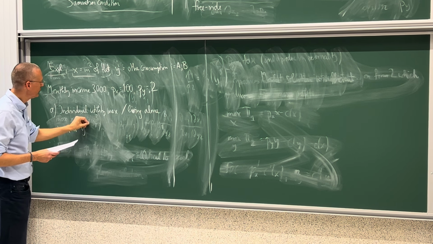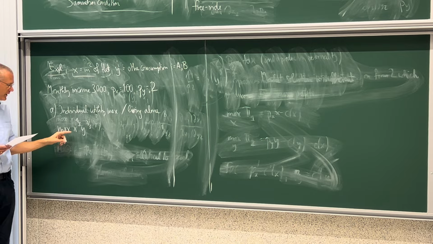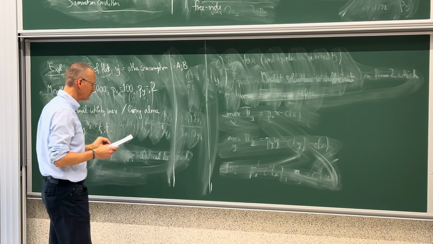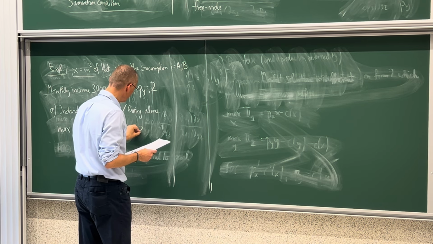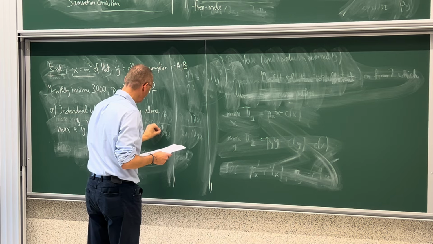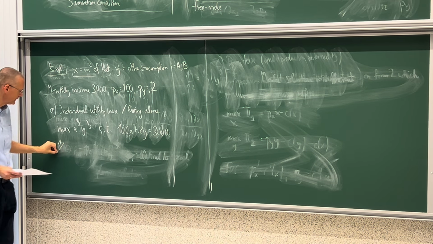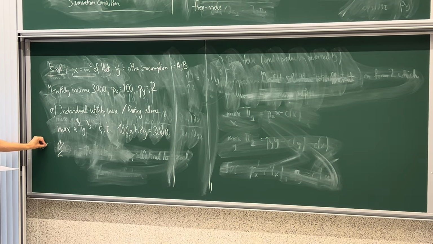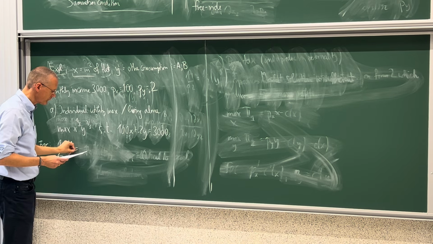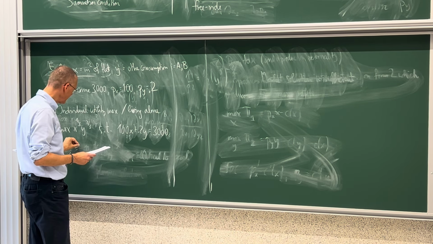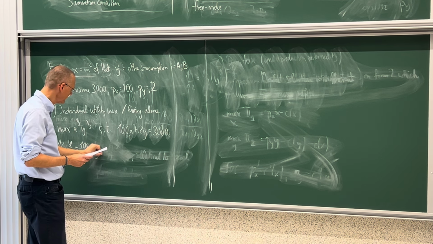X elevated to 1/3, Y elevated to 2/3, which is a Cobb-Douglas utility, subject to the budget constraint 100x plus 2y equal to 3,000. And then we get the first order conditions: the marginal rate of substitution, which is 1/2 y over x, is equal to the price ratio, which is 100 divided by 500.